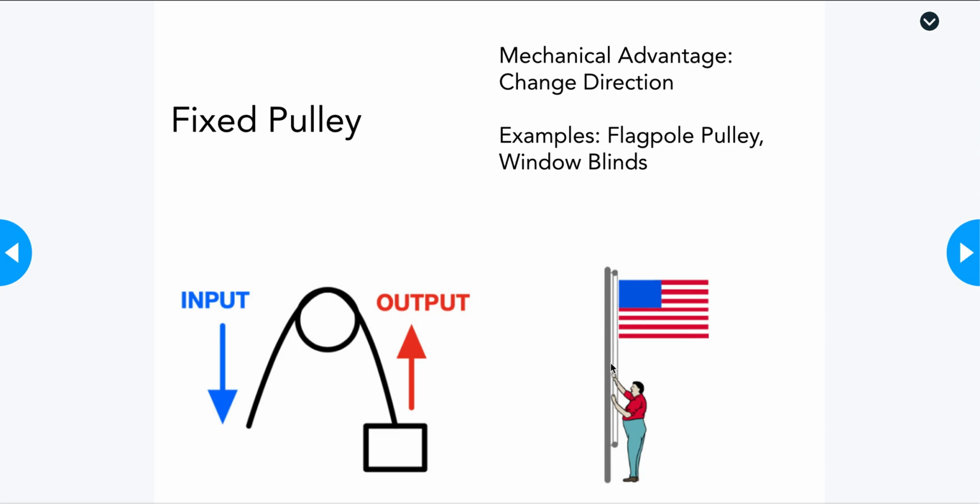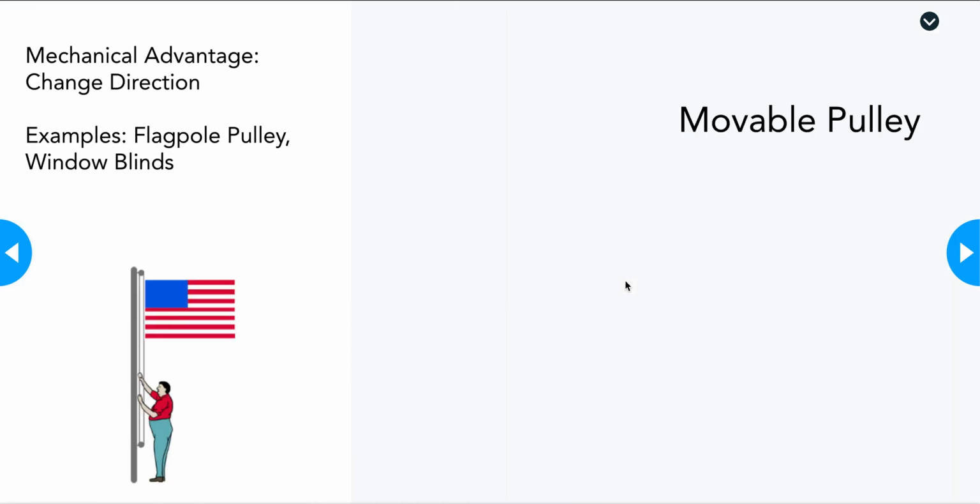Examples include a flagpole pulley. So this guy right here, if he pulls down, the flag goes up. If he pushes up on this side, the flag goes down. And window blinds are the same. If you pull down, the window blinds go up, and vice versa.